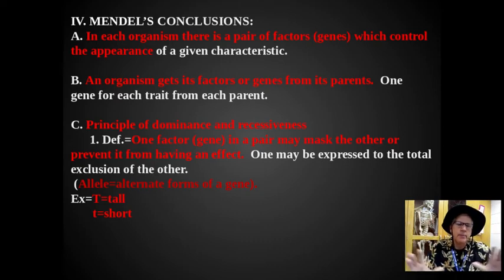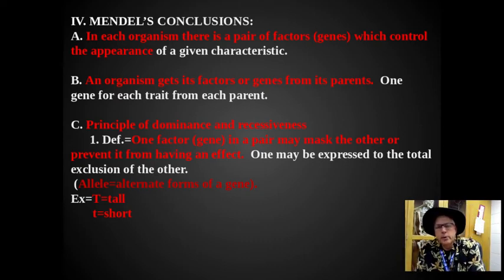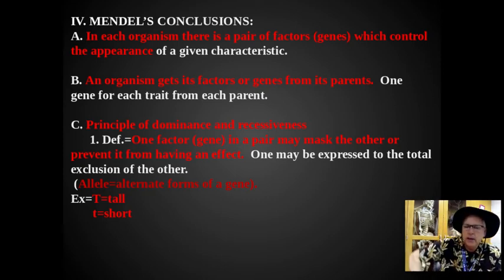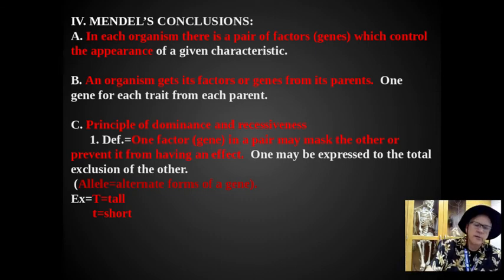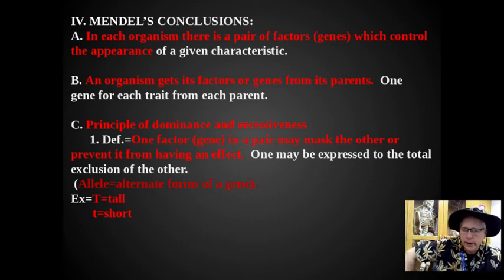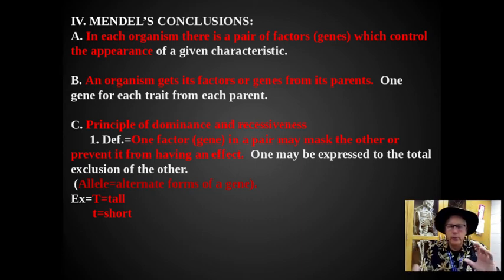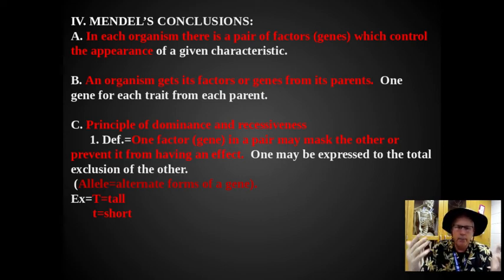And the big concept that we still talk about today is the principle of dominance and recessiveness. One gene may, the key word there is may, mask the other or prevent it from having an effect. Okay? Since Mendel's day, we've come up with a term for that. We call those alleles, which just means alternate forms of a gene. Tall, short, green, yellow. We got one trait, but we may have multiple genes that can be expressed. Take eye color, for example. I might have green eyes, which is what I have. You might have blue, you might have brown, you might have hazel. There's multiple alleles for that one trait, which is eye color.